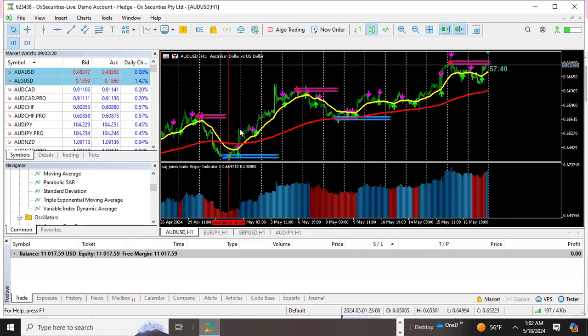I'm going to show you the setup, the indicators and how they're set up. These indicators will be in the link in my description.